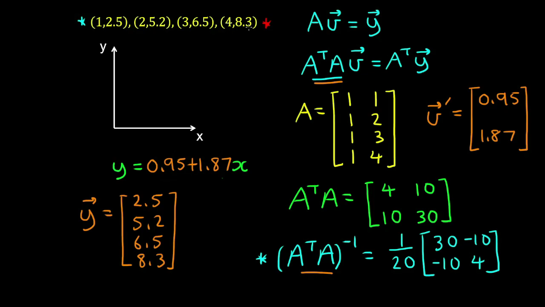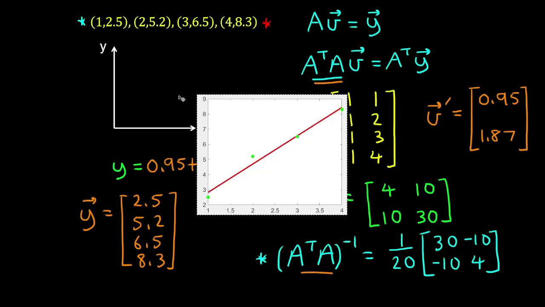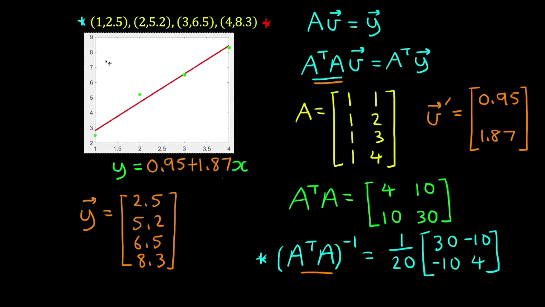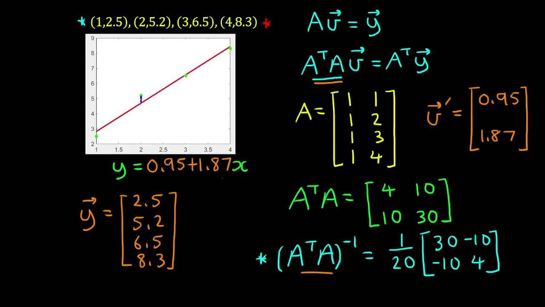So if we plot these points and the regression line, it'll look something like this. So here we can see the error between the exact data points and the values on the regression line. So these 2 points have less error.